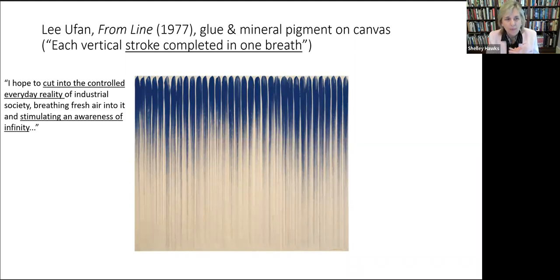So in this work on paper from 1977, Li Ufan uses a brush to spread blue pigment in 34 vertical strokes from top to bottom of the paper, each one completed in a single breath. When his chest is full of air, so is his brush loaded with paint. And as he exhaled the air, the paint became more and more sparse until it vanished. And then the slow breathing began again at the top of the paper.